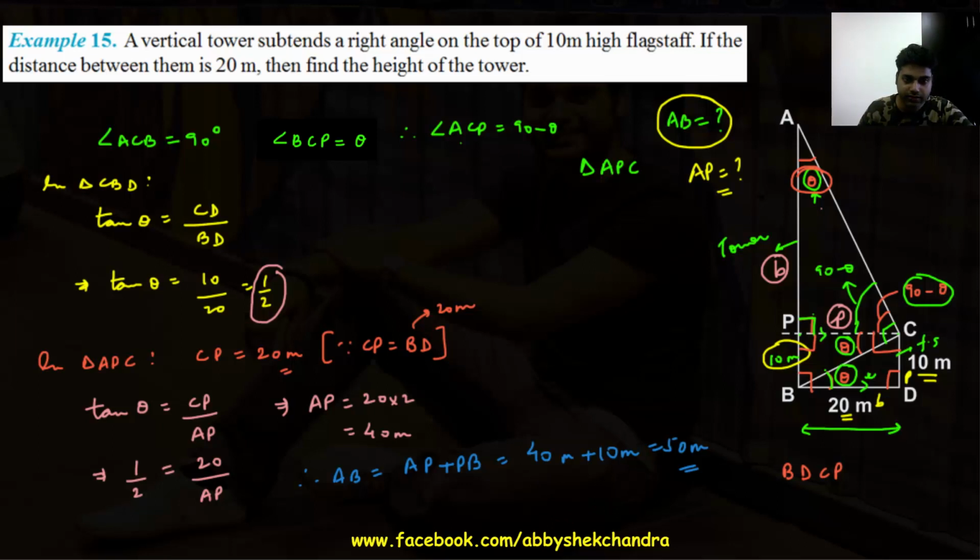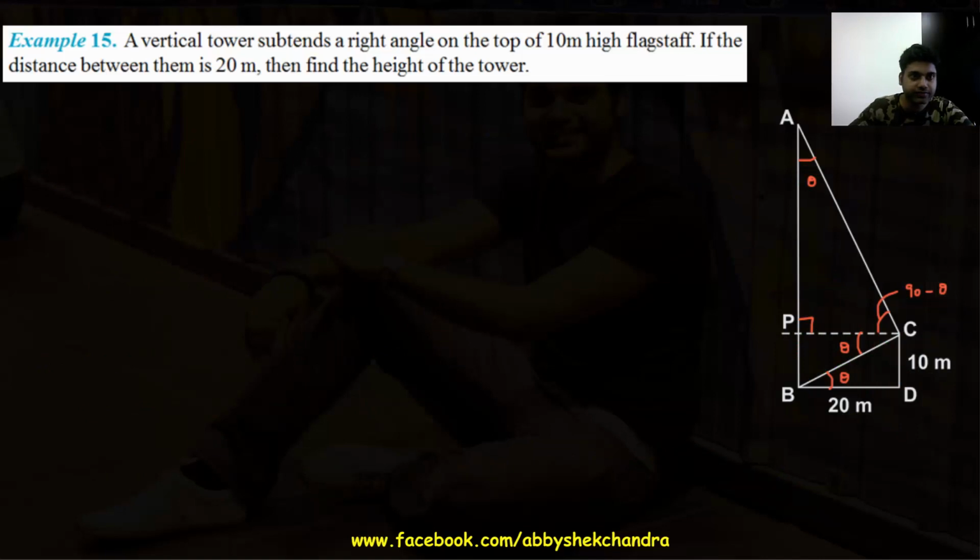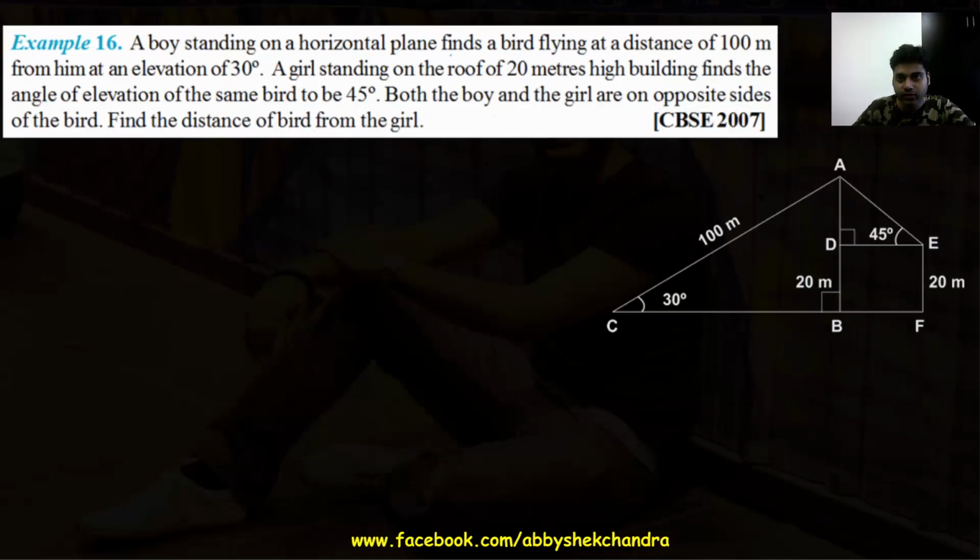Okay. Get to the next question. A boy standing on a horizontal plane finds a bird flying at a distance of 100 meters from him at an elevation of 30 degrees. So let's say the boy is somewhere here. This is the ground. This is the bird at A.